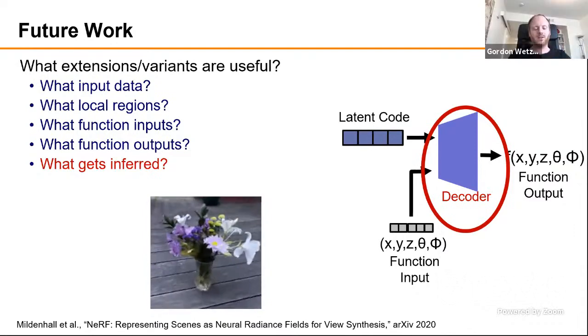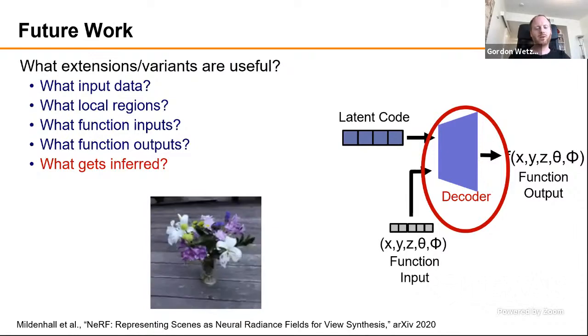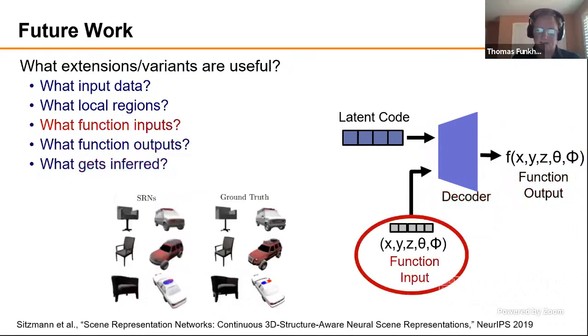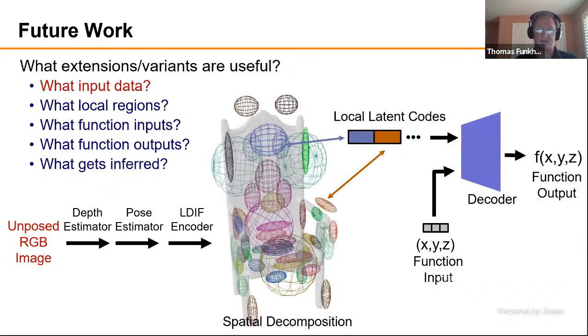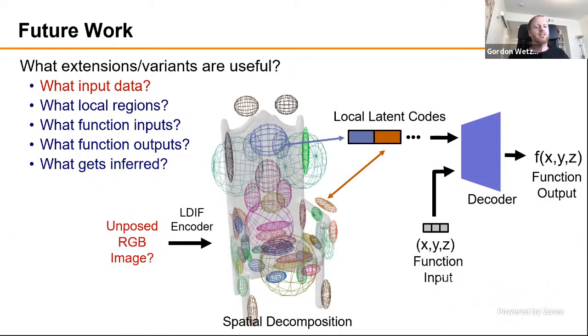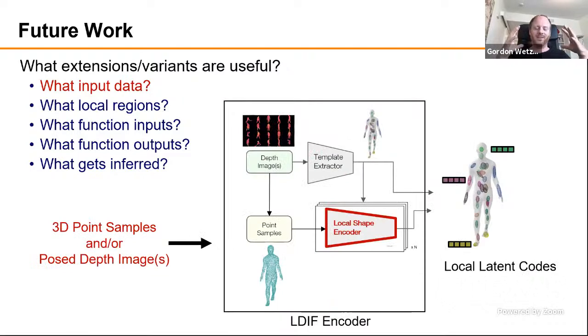So maybe let's talk about these primitives and also network capacity. Okay, go ahead. Yeah, one insight is that the representational power of these implicit representations is not really defined necessarily by the number of vertices anymore, or by the number of pixels if you do supervision. It's really defined by the capacity of the network or the primitives to some extent.